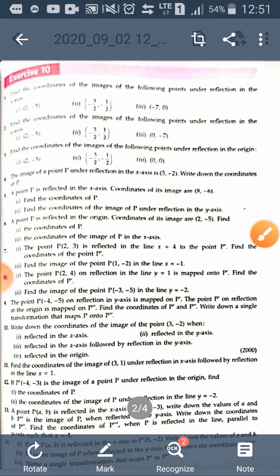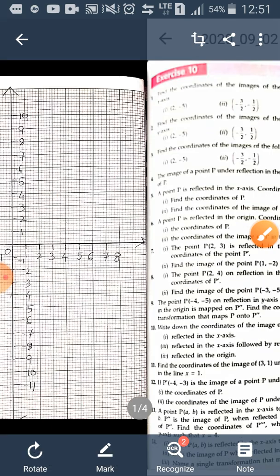So you will make it. Let's come to the next one, minus 7 comma 0.